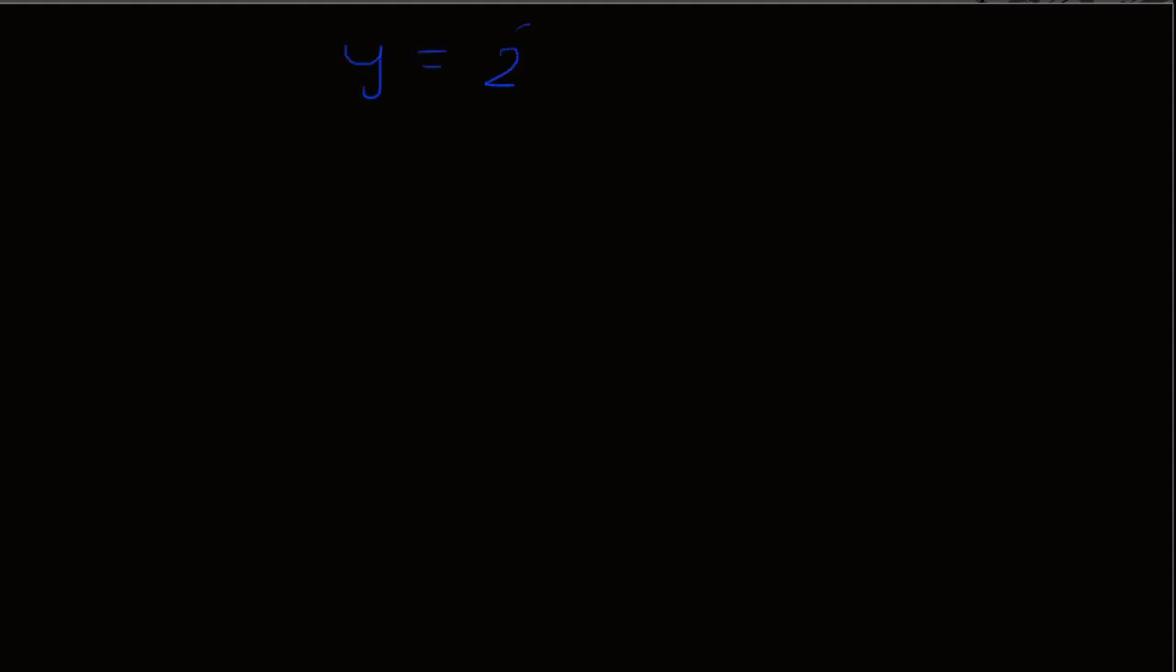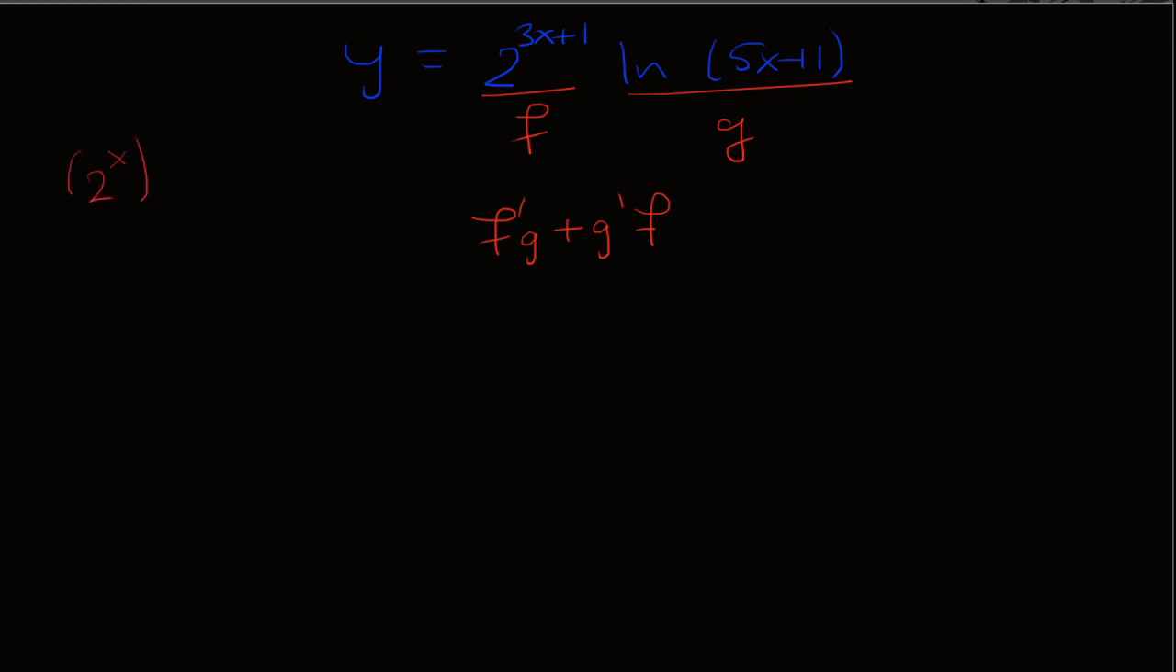Y equals 2 to the power 3x plus 1 times natural log of 5x minus 11. We're going to label 2 to the power 3x plus 1 as f, ln of 5x minus 11 as g. We're going to use the product rule. The derivative of 2 to the 3x plus 1. So for this, let's do it on the side here. The derivative of 2 to the x is itself times ln of 2. So that's the standard one.